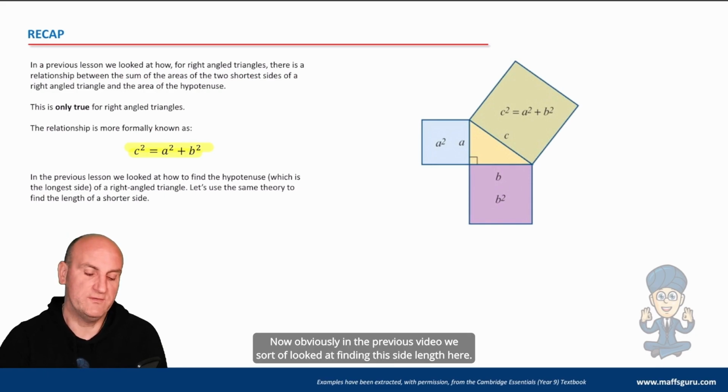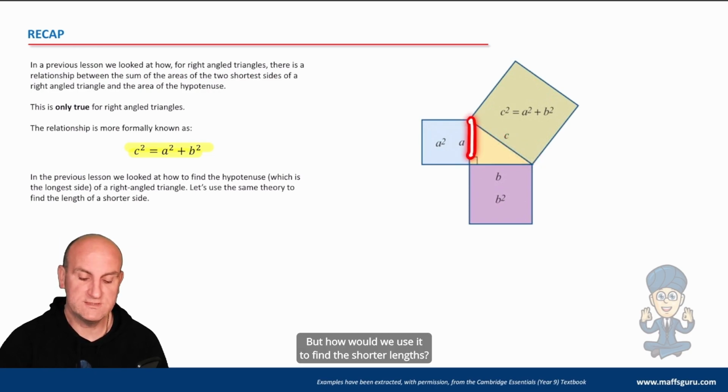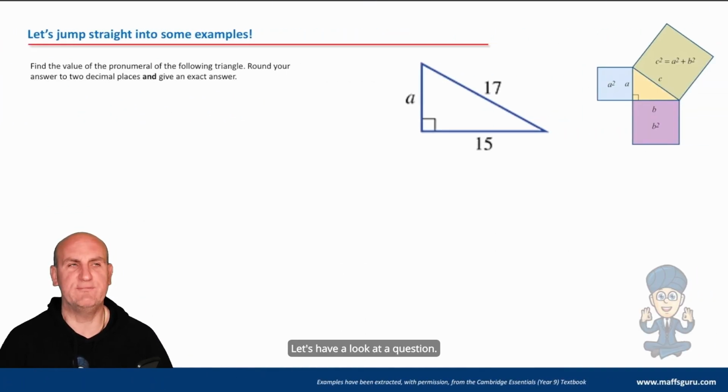Now, obviously, in the previous video, we looked at finding this side length here, the longest side length, the hypotenuse. But how would we use it to find the shorter lengths? Funny you should ask that. Let's have a look at a question. Let's look at some examples.